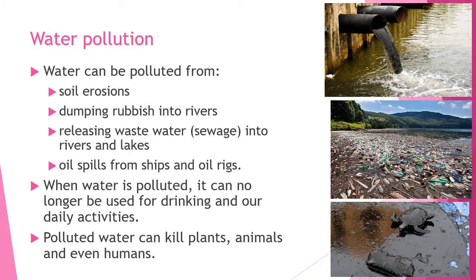So the second type, water pollution. So mempollute tempat-tempat yang ada air. So water can be polluted from ada different ways water ani boleh pollute. Dia boleh pollute dari soil erosions, dumping rubbish into rivers, releasing wastewater, sewage, into rivers and lakes, and oil spills from ships and oil rigs.